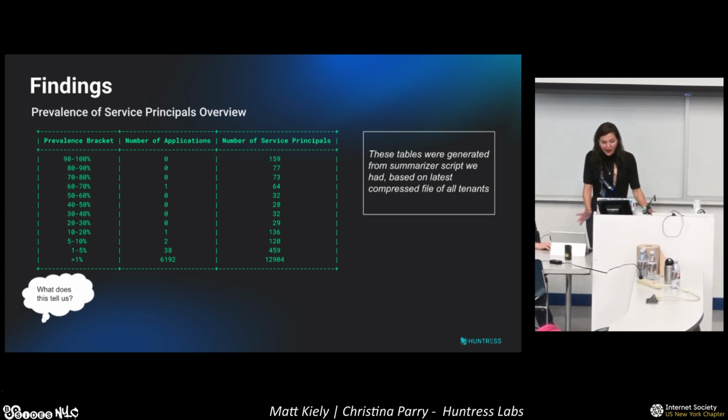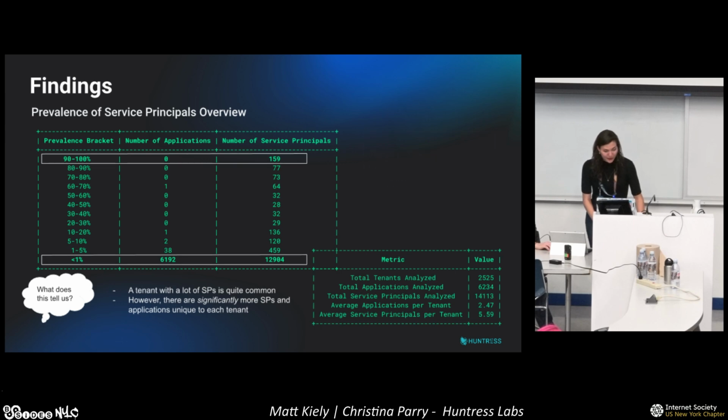So seems fine. However, on the flip side, in the less than 1% prevalence bucket, we see significantly more apps and service principals. What does that tell us? This tells us that tenants commonly have a lot of service principals, as showed in the slide I had a couple slides back in Elasticsearch. Think of all the services that you have in your M365 environment for email, OneDrive, Teams, and all of these really add up. However, there are significantly more service principals and applications unique to each tenant.